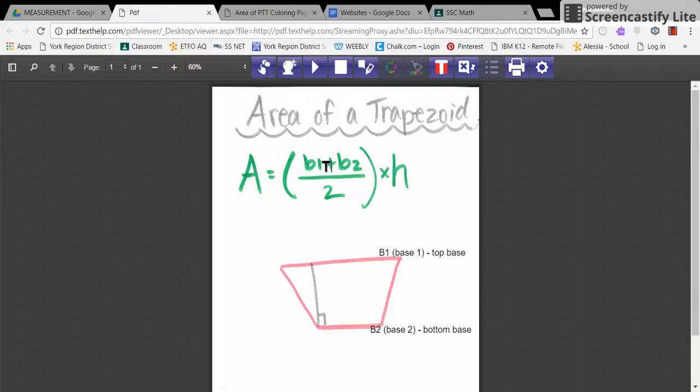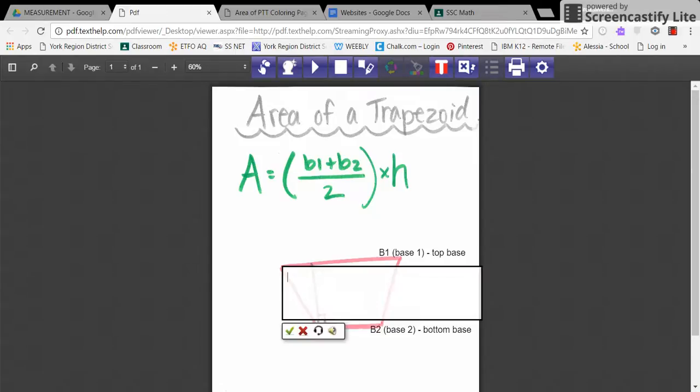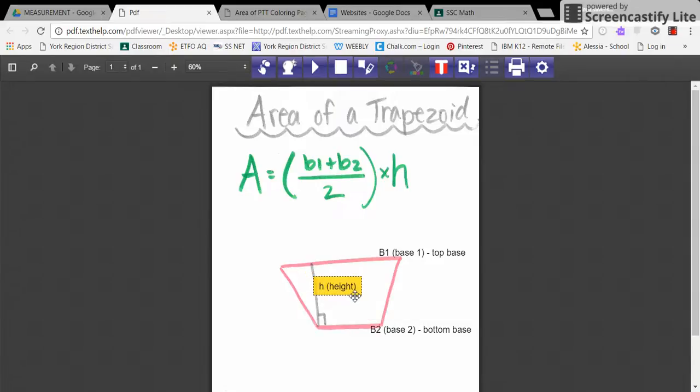Now we have B1 plus B2 figured out. Now we have to figure out H. So H is the height, just like it is in a parallelogram or just like it is in a triangle. And most of the time we can find our H by looking for our 90-degree angle, which is indicated, and the line that goes with it. So H, or height, is this part of our trapezoid right here.